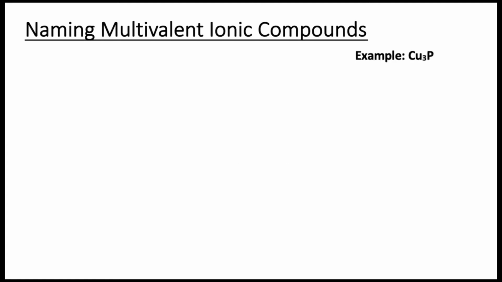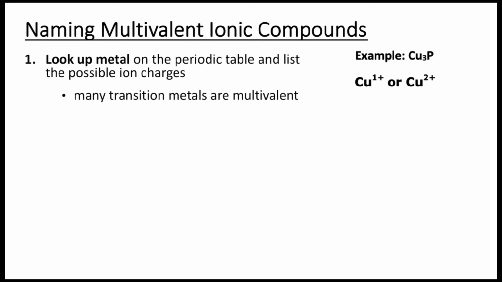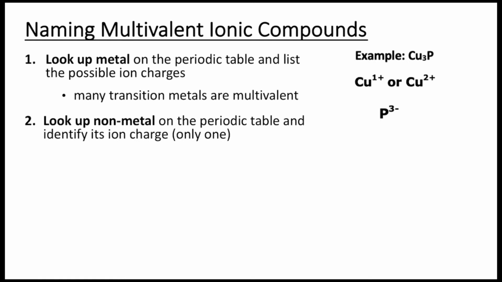So naming multivalent ionic compounds. For example, copper phosphide. Look up the metal on the periodic table and list the possible ion charges. Many transition metals are multivalent. Then we're going to look up the non-metal on the periodic table and identify its ion charge. There will only be one. So in this case, phosphorus has a 3- charge. Copper can be either 1+ or 2+.